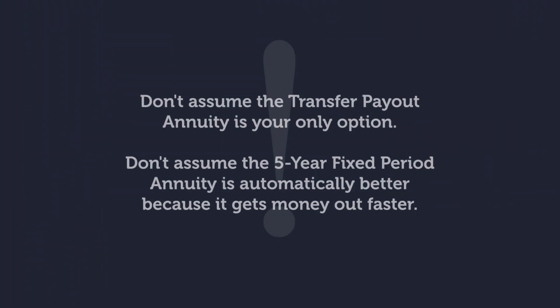The reality is that it isn't just an investment decision, it's also a tax decision and an income planning decision and a retirement lifestyle decision. And that's why it's important to evaluate both options before making an election. Because once the choice is made, changing course may not be possible. The biggest takeaway: don't assume the Transfer Payout Annuity is your only option. Don't assume the 5-year fixed period annuity is automatically better because it gets money out faster. The best solution depends on what you're actually trying to accomplish.